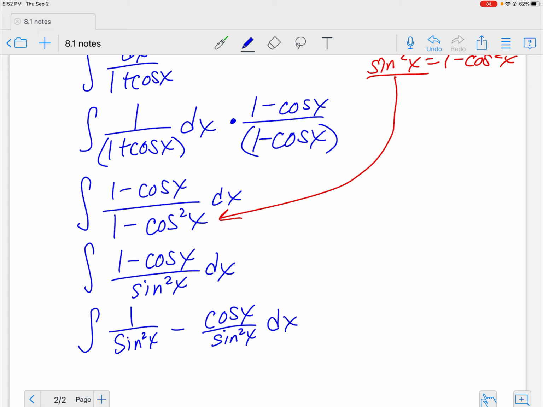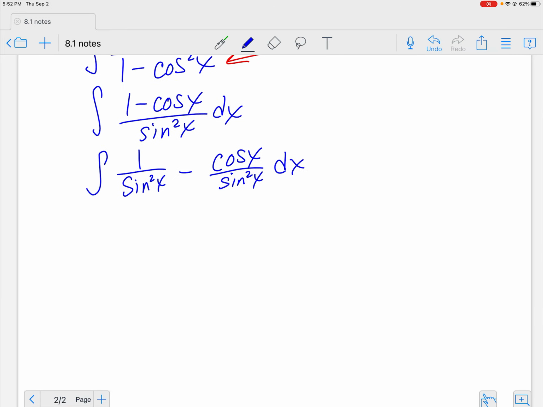And now we use identities. What's the reciprocal identity of sine? Cosecant, good. So this is cosecant squared x. Ooh, it's looking good, right? Because we know that antiderivative.